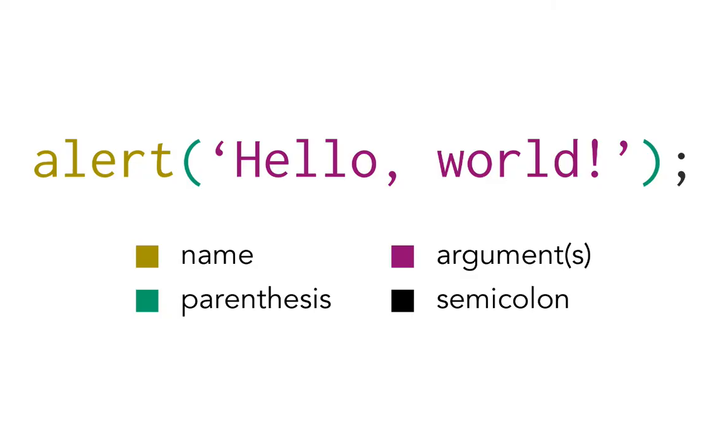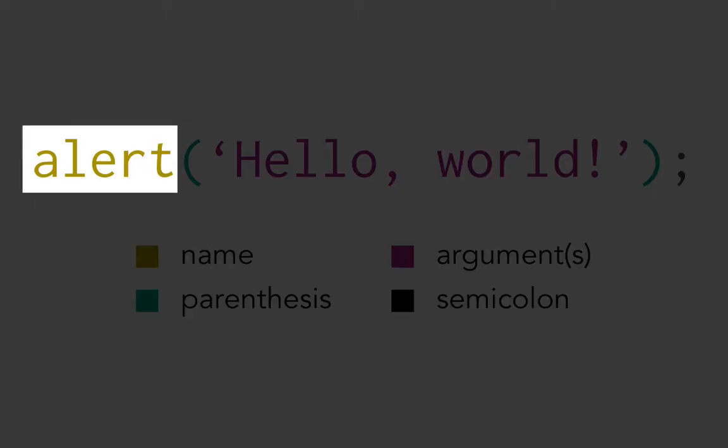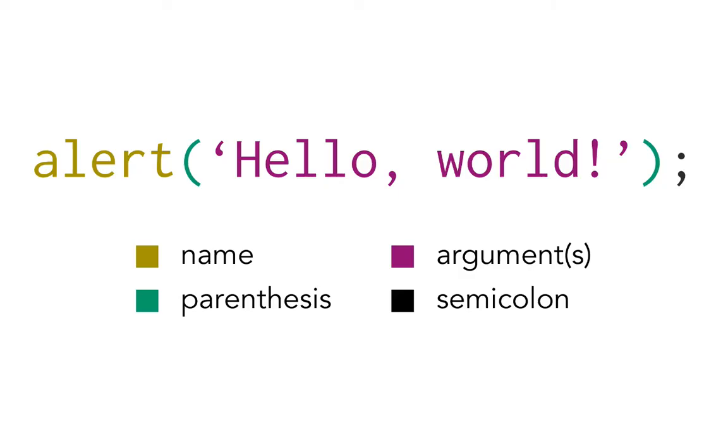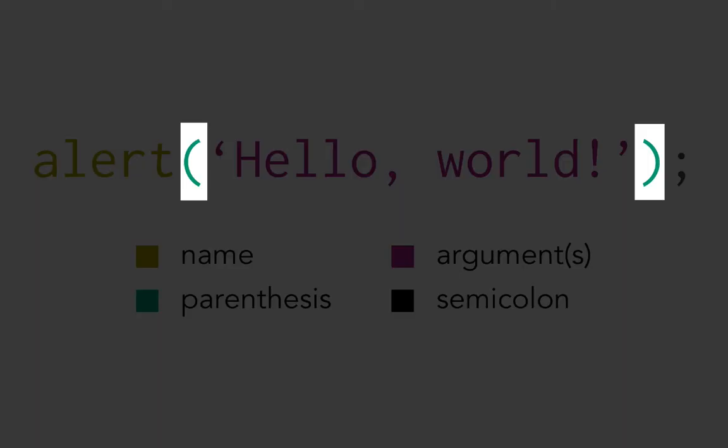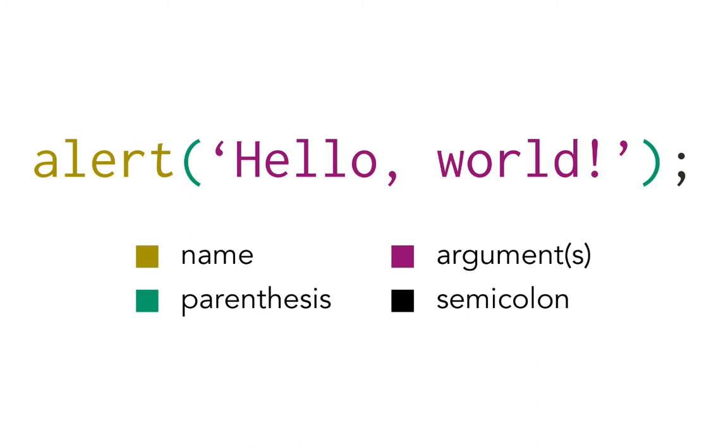The first thing you start off with is the function's name, which you can see here in that kind of yellowish color. And the name of our function is alert. After that, you have the open and close parentheses, which are highlighted in green. So you write the function name, you put open parentheses, and then close parentheses.